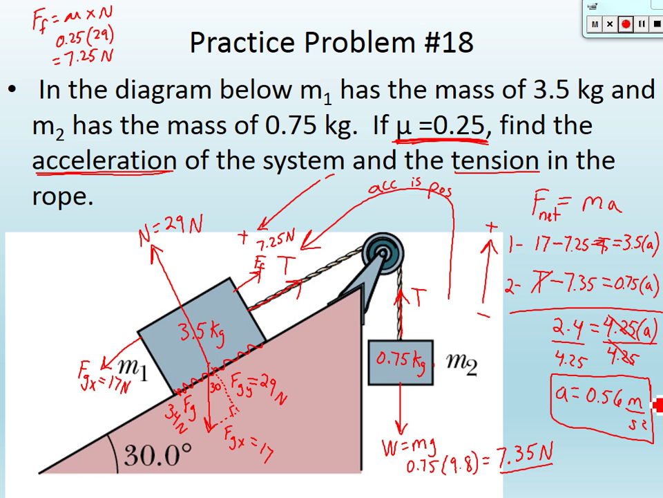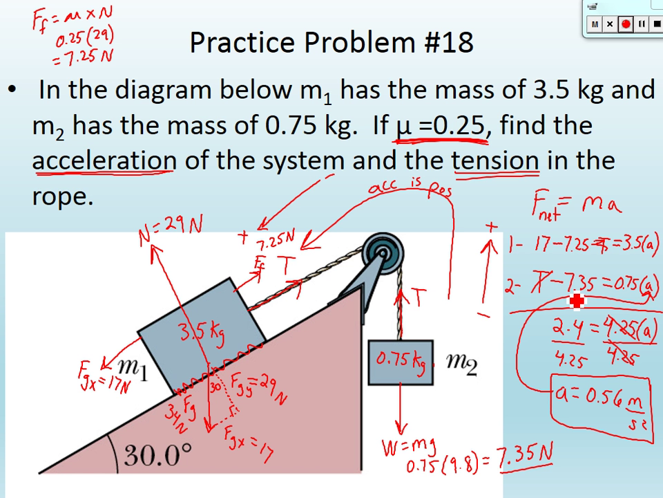Okay, how many of you guys got that? Good. But we're not done, are we? We've got to solve for tension in the rope. Now, this is the easy part. It doesn't matter, again, which one. I always like to plug it back into where tension is positive. So I'm going to put it in equation number 2.